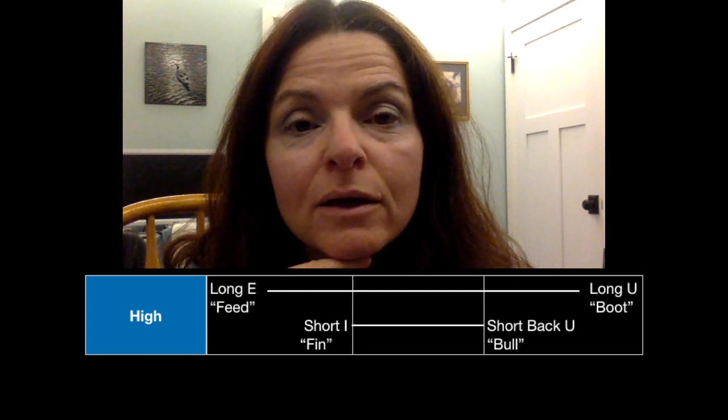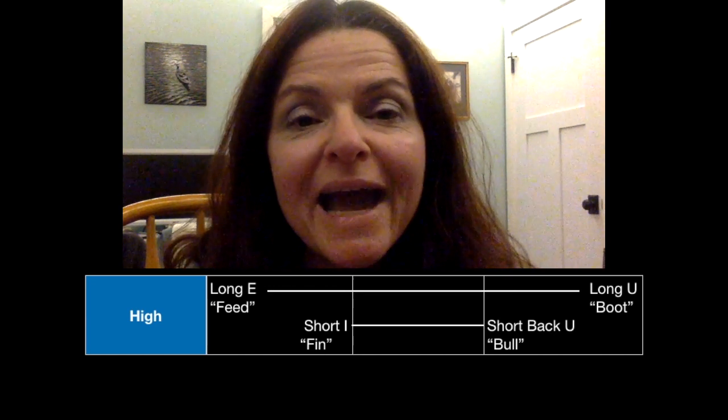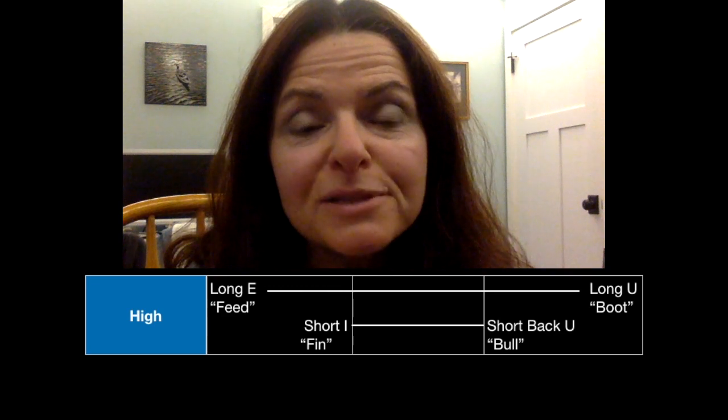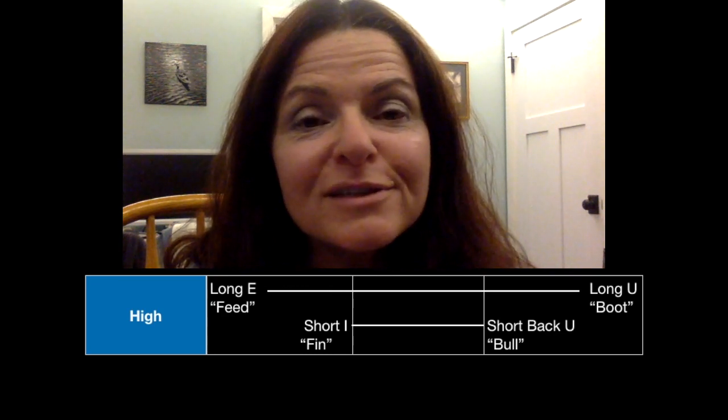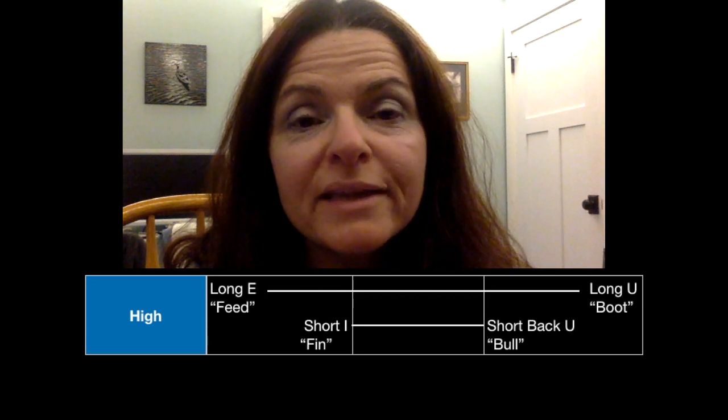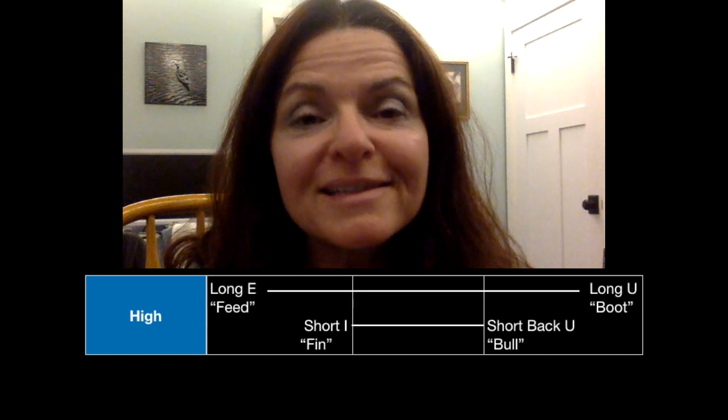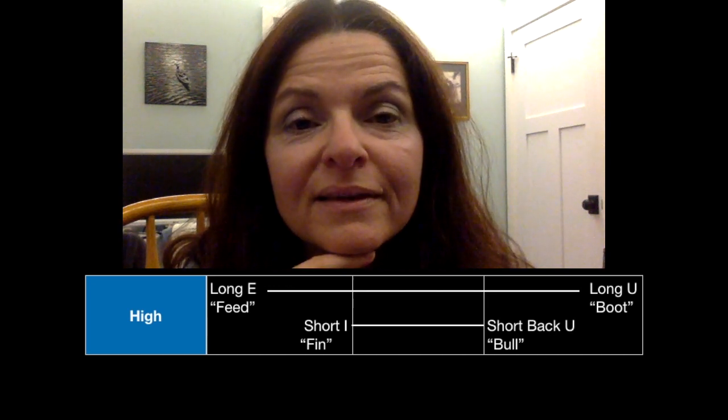Notice how I'm gently rounding my lips for the short back U. It's not a lot of movement, and there's not a lot of difference between them, but the angle of the tongue is changing slightly inside the mouth.